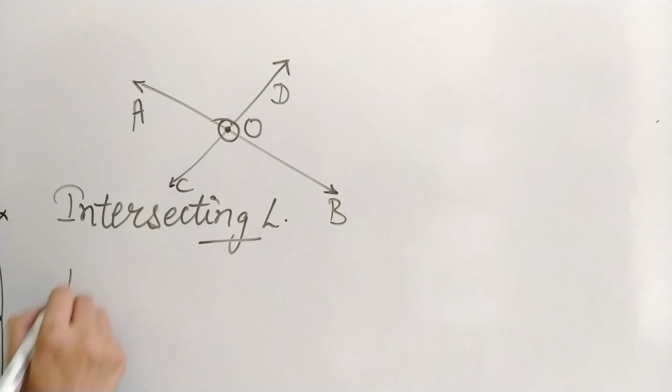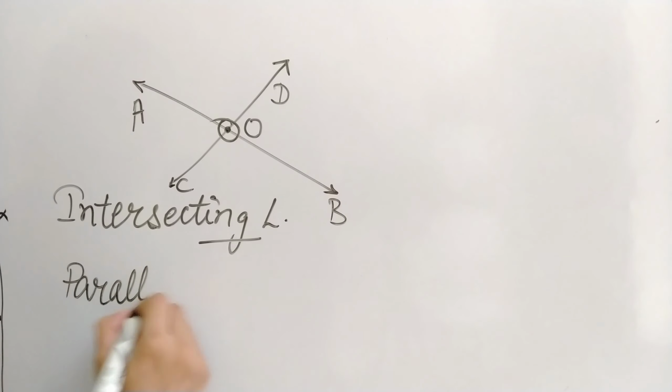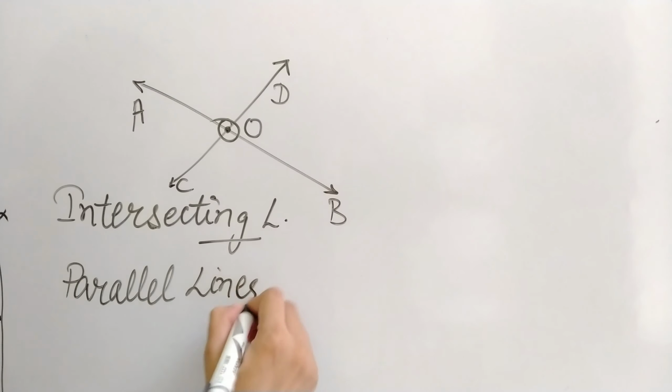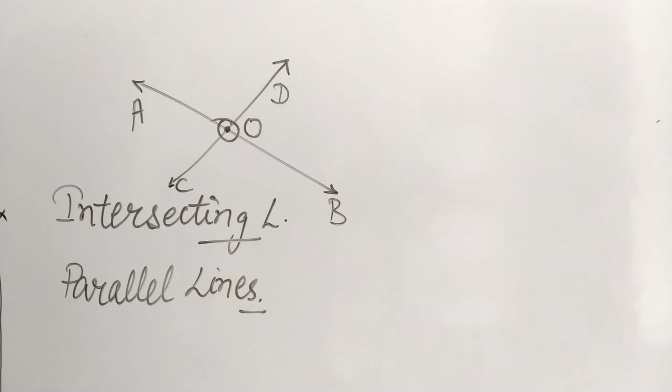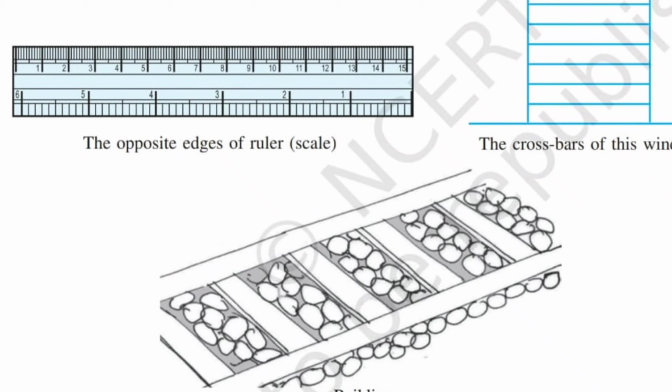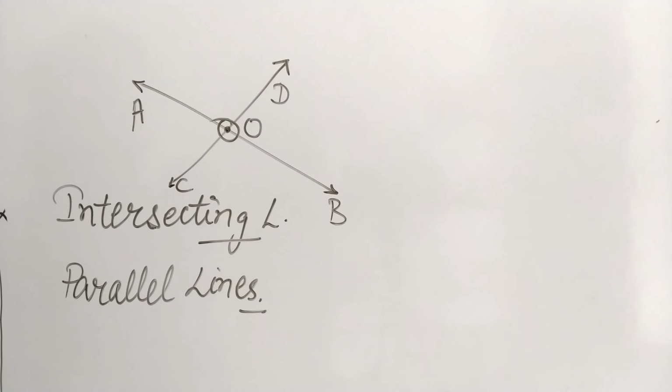Now the next term is parallel lines. What are parallel lines? Parallel lines are two lines that do not intersect each other at any point. What was the definition of a line? A line can proceed in both directions. So here we will have two lines, and they can both proceed in any direction. Whenever you extend this line and this line, they will not intersect each other at any point, in any direction.